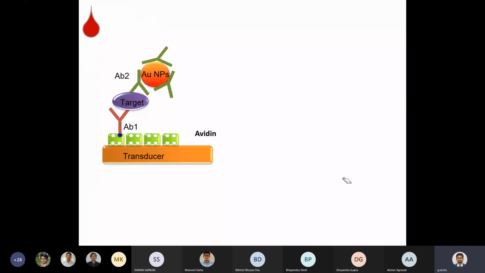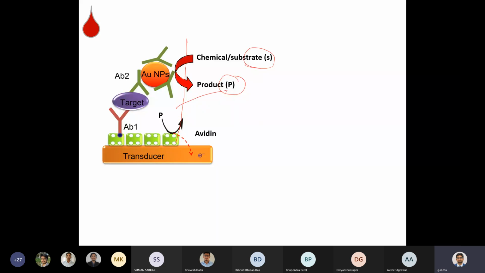Okay, so our biosensor is already formed on the surface. This is the total biosensor. After this sandwich formation, we have to add a chemical called the substrate. This substrate will react with the nanoparticle and form some product. This product on the surface will then react.